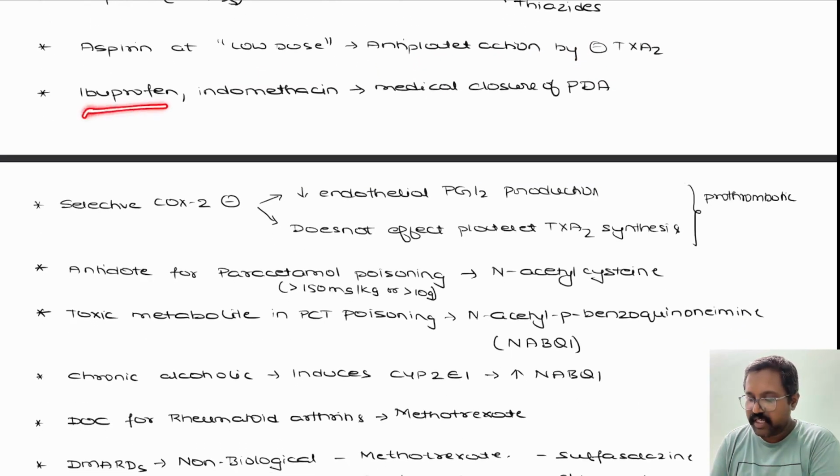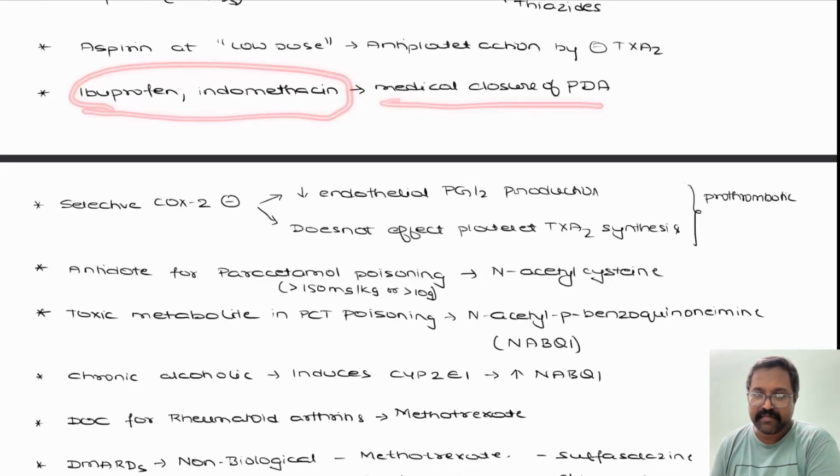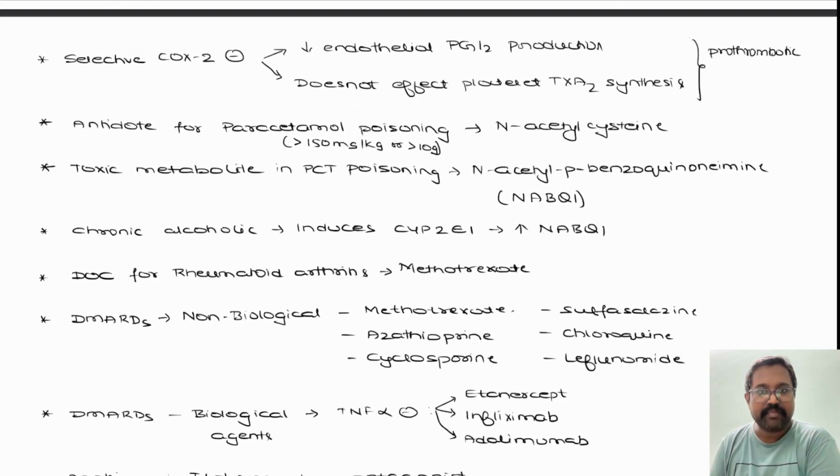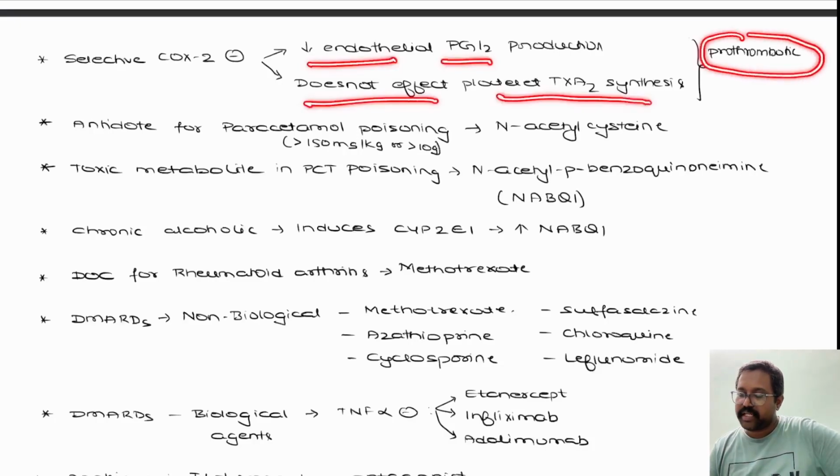Ibuprofen and indomethacin are the stronger anti-inflammatory agents, and these are also the agents used for medical closure of the patent ductus arteriosus. We have the selective COX-2 inhibitor as we discussed earlier. It decreases the endothelial production of prostacyclin and does not affect the platelet thromboxane activity.